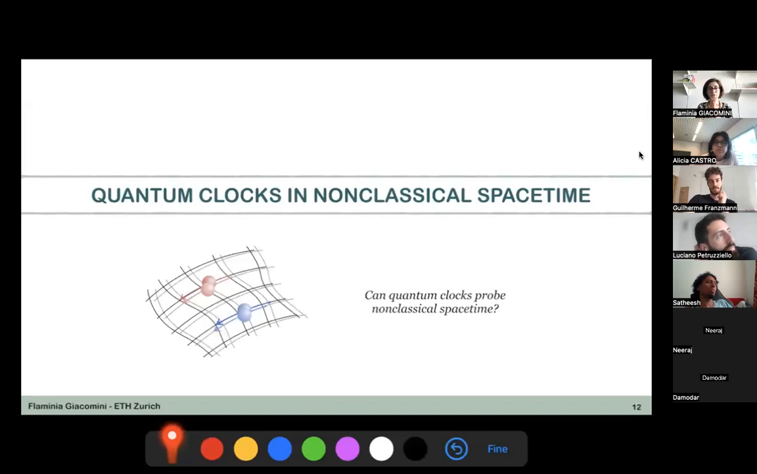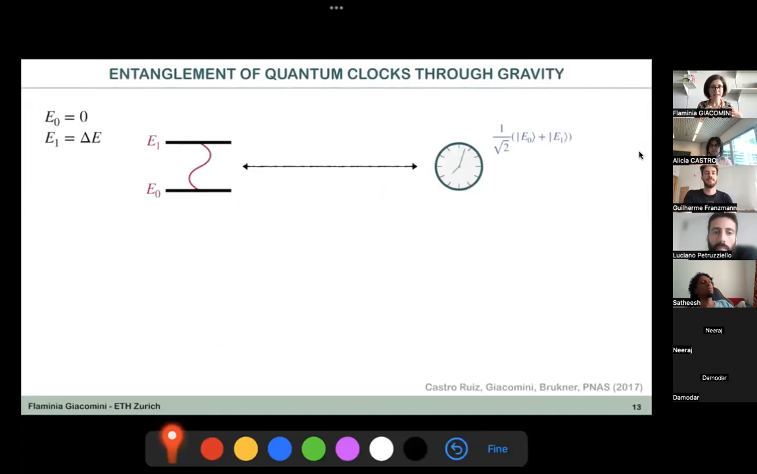What happens if we instead want to put the clocks no longer in a classical gravitational field of the Earth, but in some other scenario? So the easiest thing is to take two clocks that are exactly the same and let them interact gravitationally. How does that work? So we still use this mass energy equivalence. So let's focus on this clock here.